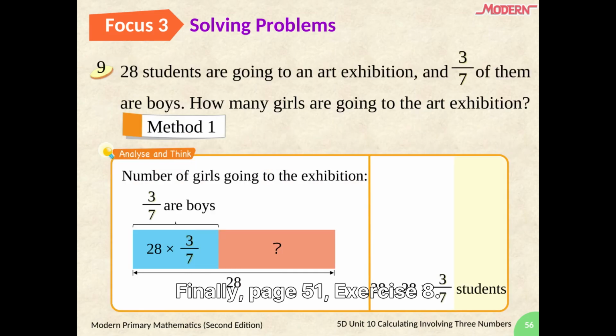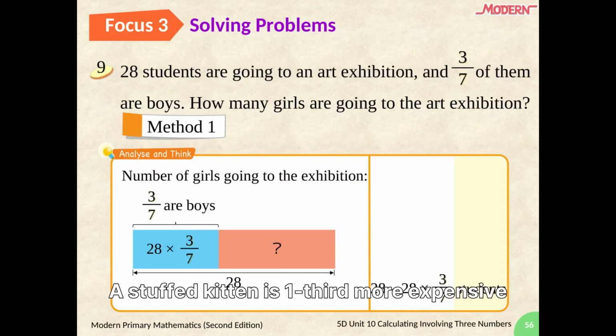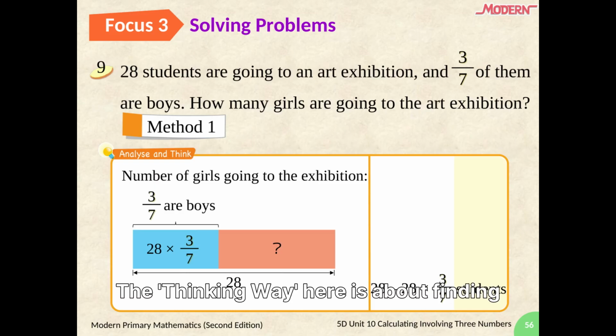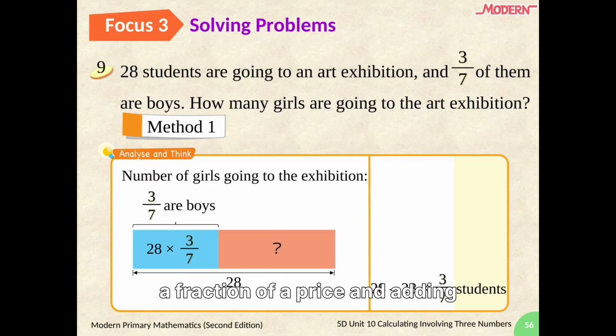Finally, page 51, exercise 8. A stuffed kitten is 1/3 more expensive than a stuffed koala. The koala costs $120. How much is the kitten? The thinking way here is about finding a fraction of a price and adding it on. First, find the extra cost. 1/3 of 120 is 120 divided by 3, which is $40. Now, add that to the original price. 120 plus 40 equals $160.